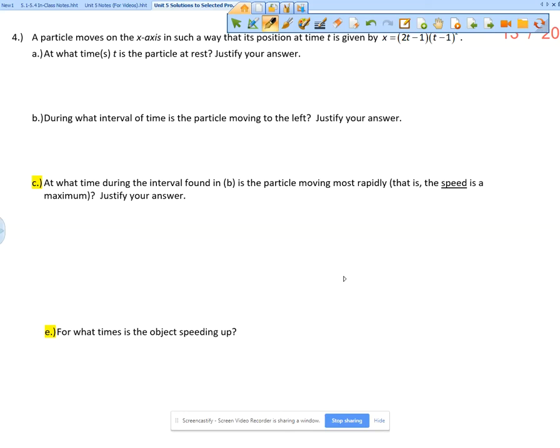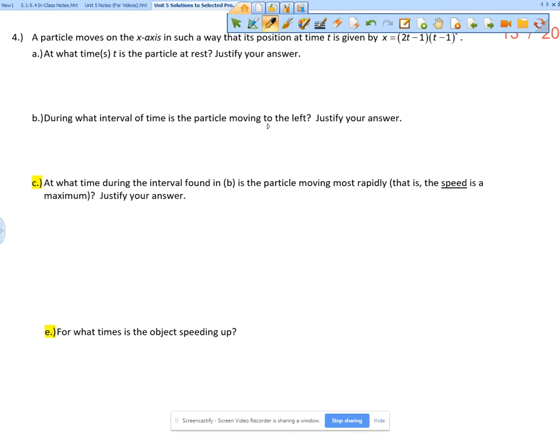This is the solution video for section 5.2, problem 4C and 4E. All right, so a particle moves along the x-axis in such a way that its position at time t is given by x equals (2t minus 1) times (t minus 1) quantity squared. At what time is the particle at rest?